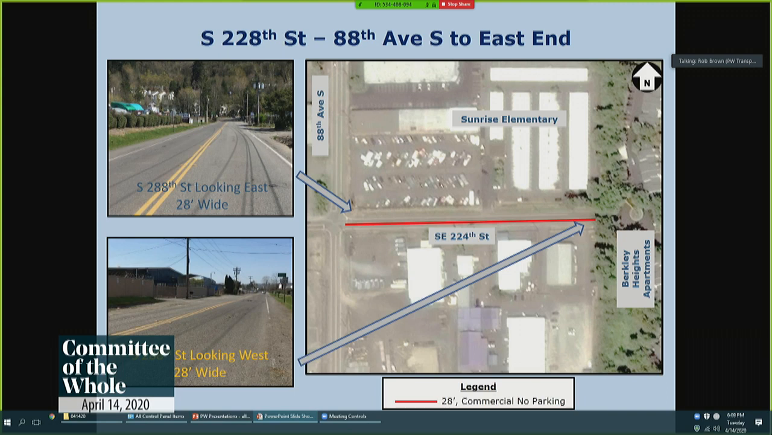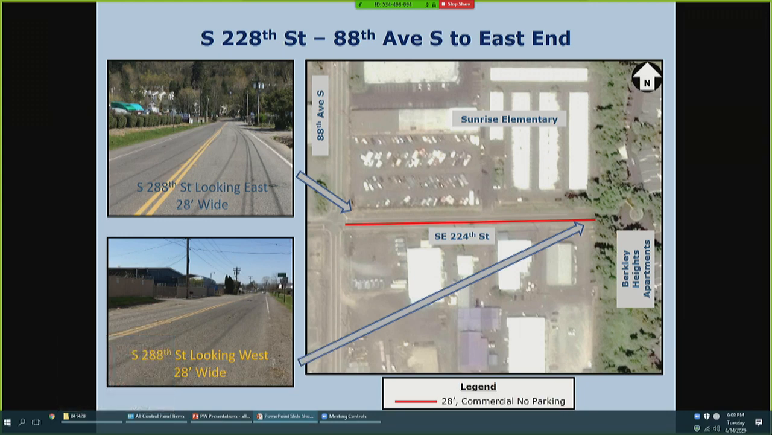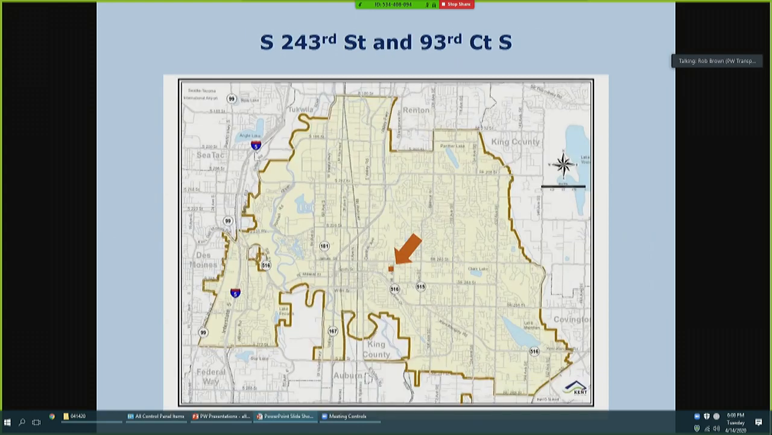And you'll see from the aerial photo where we are here is we are to the east side of Central. 88th Avenue South is the north-south street, and then this is a segment from 88th Avenue South to the Berkeley Heights apartment complex. This street is actually signed no parking, but it's not in the city code. The pavement is 28 feet wide, but it is marked with center lines and shoulders. So there isn't actually enough room for parking on either side of the roadway. So we are proposing this to be no parking through this section of the street. Questions or comments? Okay, very good. Next slide, please.